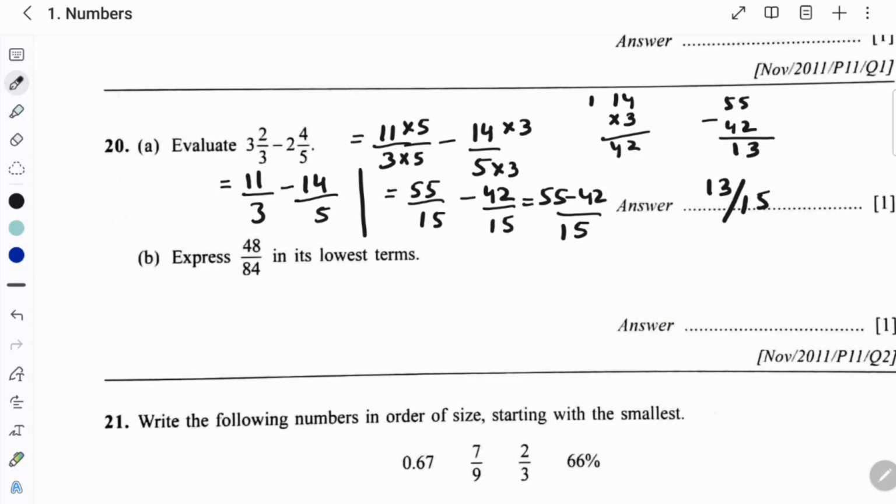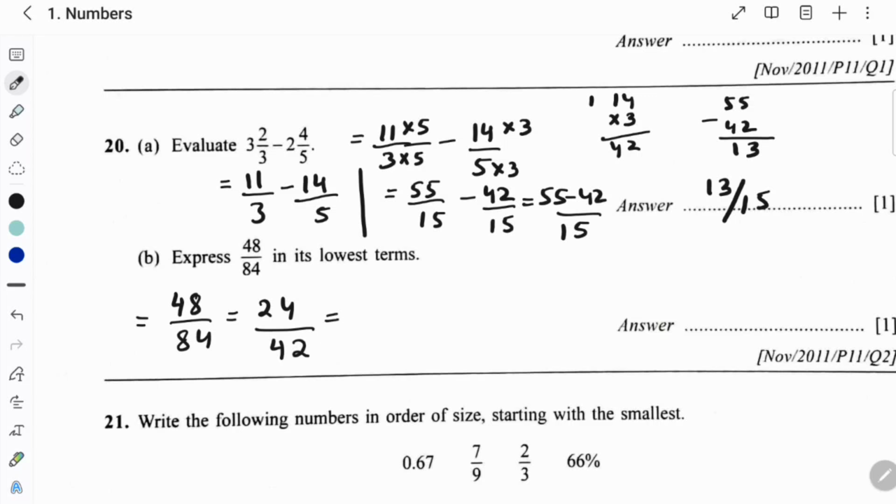express 48 over 84 in its lowest term. It means they're just asking you to simplify this fraction. Alright, so this is 48 over 84. We know that they both are coming in the 2 times table. Whenever 0, 2, 4, 6, 8 is the last digit, it's a multiple of 2. So whenever we divide it by 2, 48 and 84, the half of 48 is 24 and the half of 84 is 42.